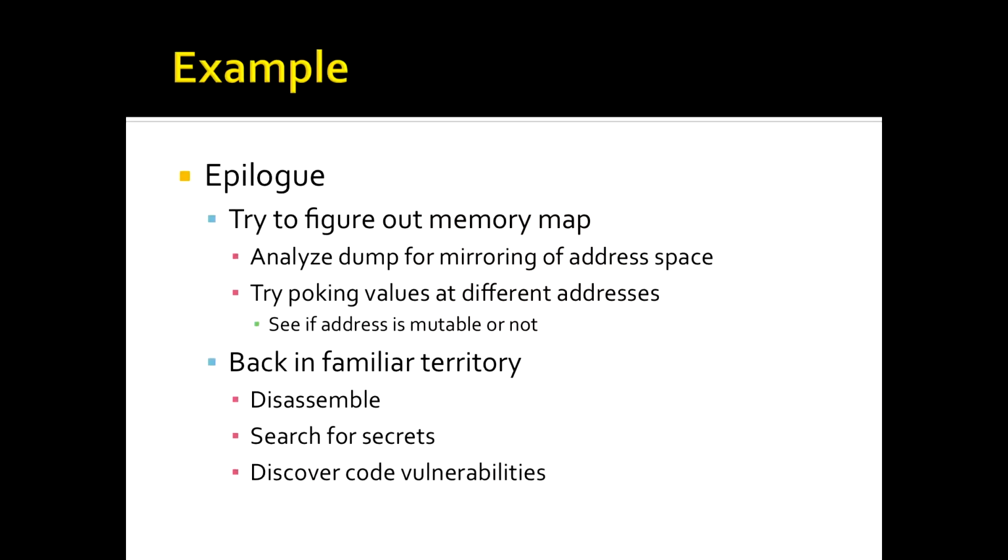So, in summary, now that you've got this whole dump of the code and data space, you can try and figure out the memory map if you're still not sure of it. Analyze the dump for any mirroring of the address space so you know where the dump starts repeating, because it's going to be in an endless loop. So eventually there's going to be a finite bound of where the memory map is. Try poking values into certain memory locations, see if they change. If they do, you're probably dealing with RAM, or maybe EEPROM or flash, but usually EEPROM and flash have more complicated write routines. And now you're back in familiar territory.